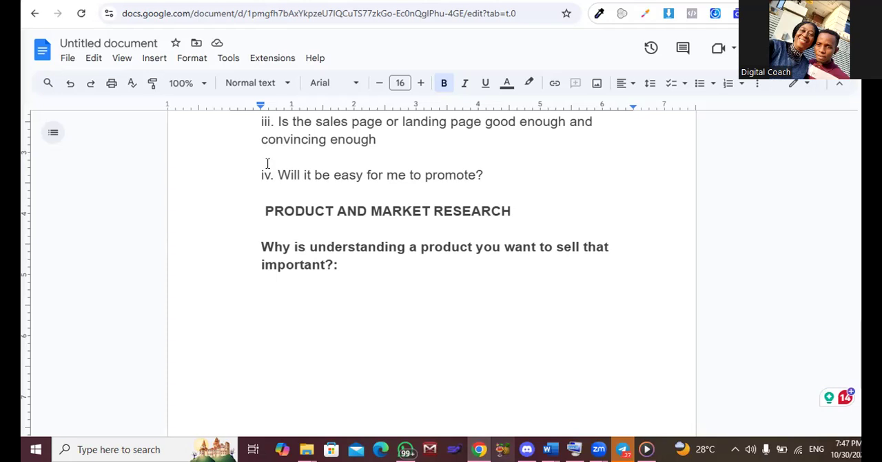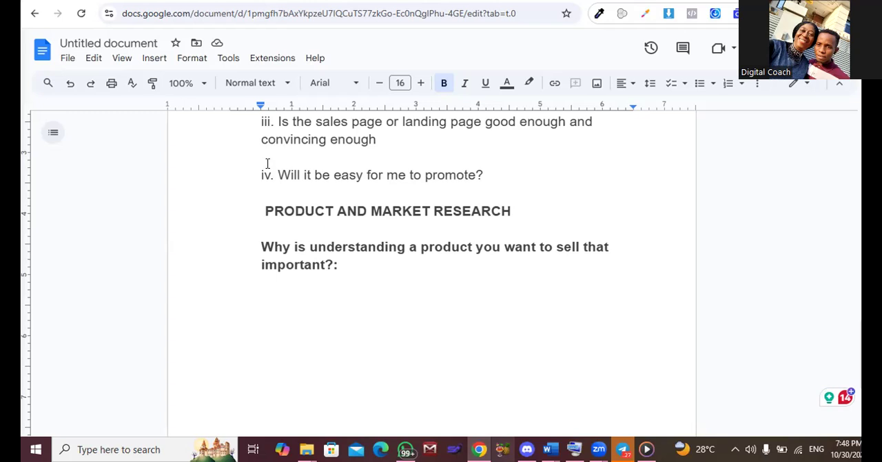So now let's go to product research. How do you do your product research? It's very simple. I think I've summarized that product research, understanding the topic and product you are promoting, is important. That is the thing you should cover. You should understand the topic and the product you are promoting.